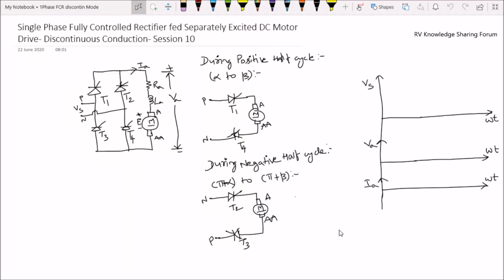In this session, Electric Drives and Control session 10, we are going to discuss the single phase fully controlled rectifier fed separately excited DC motor drive for discontinuous conduction. In our previous sessions, session 9 part 1 and session 9 part 2, we discussed the same case with the continuous conduction mode. In this session, we are going to discuss discontinuous conduction.